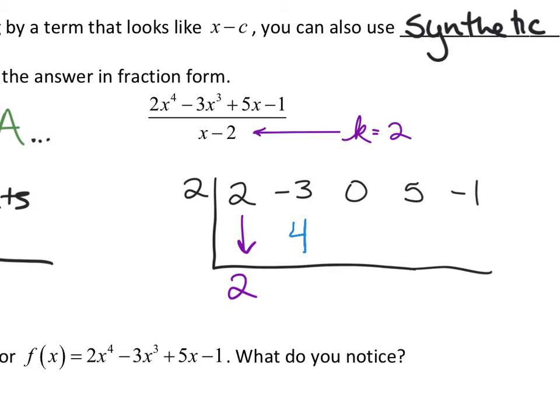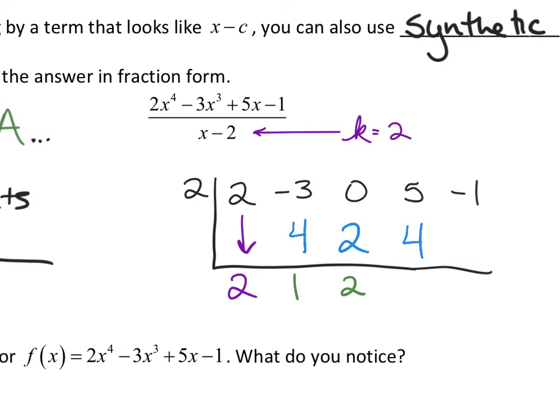Wow, that's embarrassing. Okay. But then once we've multiplied correctly, we add straight down. -3 plus 4 is 1. Then you multiply again. 2 times 1 is 2. We add straight down. 0 plus 2 is 2. We multiply.